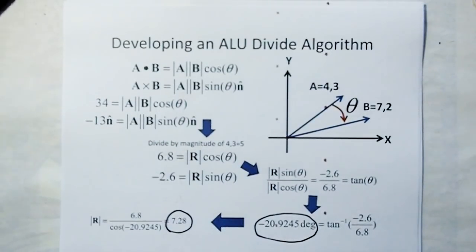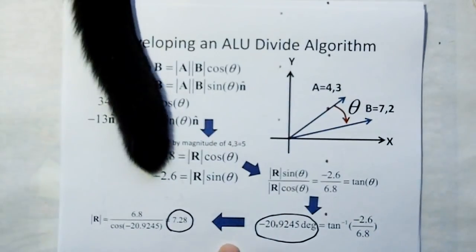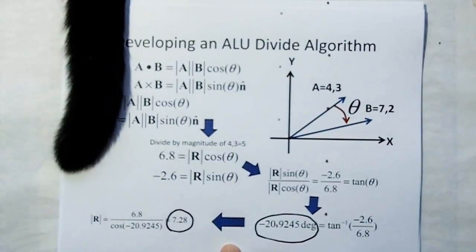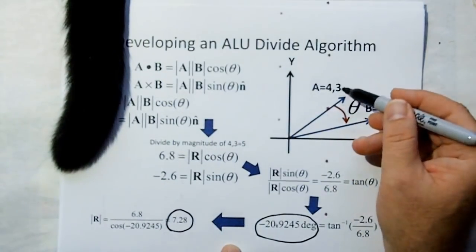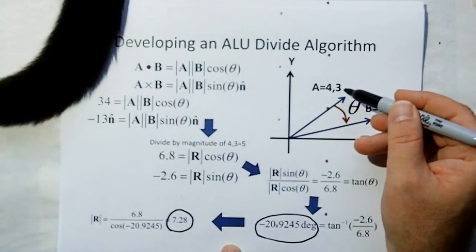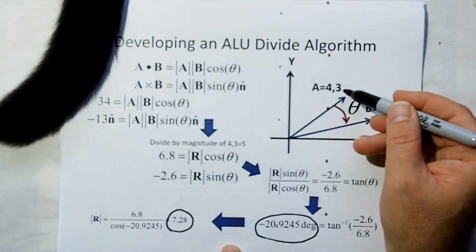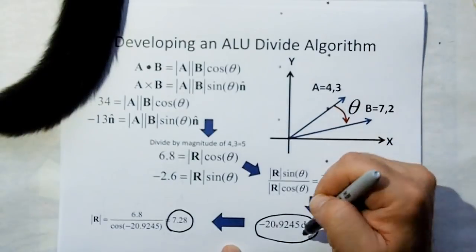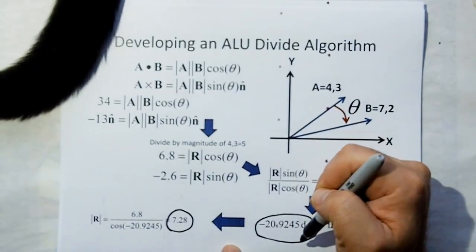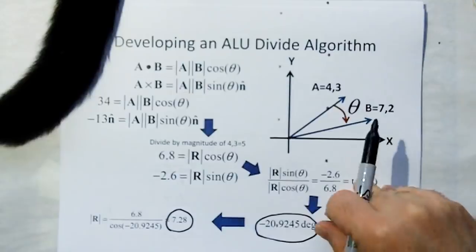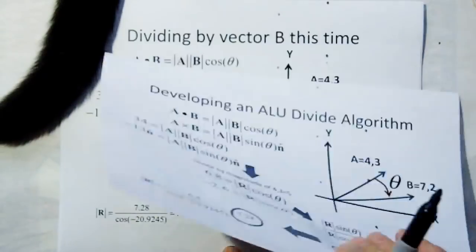What does it mean? Well, ostensibly, we either have to add or subtract this angle to our dividend to get the right answer, but do we add it or subtract it? There's where the ambiguity is. We don't know what to do with this. Let's go through again and divide by the other vector.